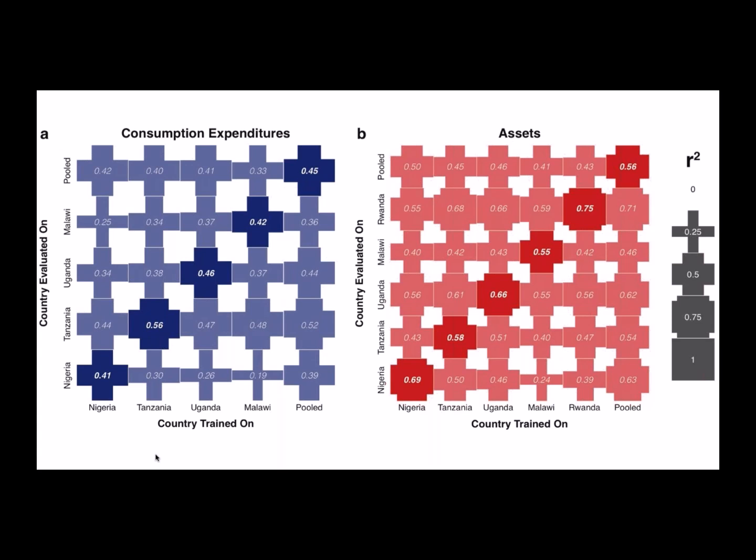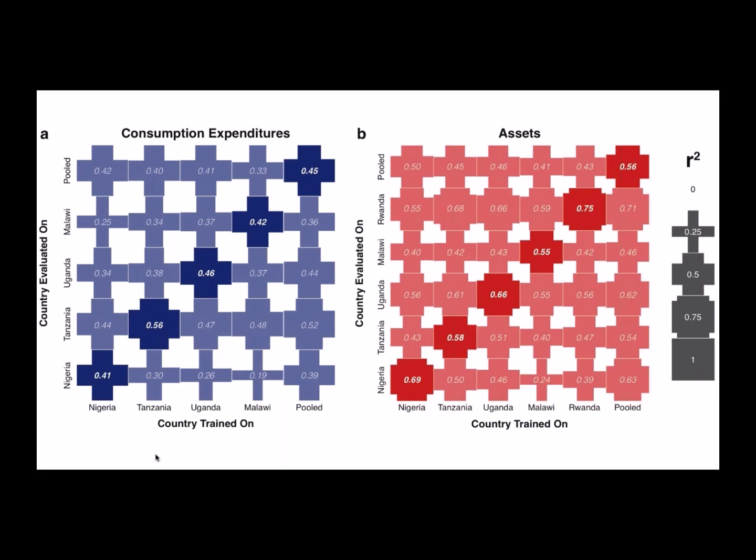So this figure is kind of hard to read, but basically on the x-axis, it shows the country where the model was trained, and on the y-axis, it shows the country where the model was evaluated. It turns out that models generalize pretty well, meaning that we can probably generate reliable poverty estimates even in countries where there's no survey data.